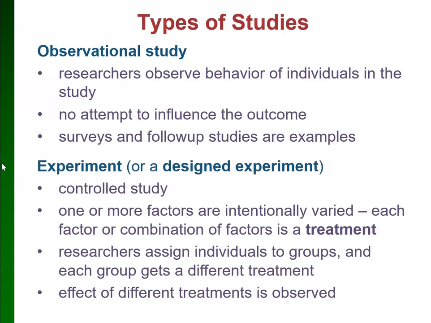Another type of study is an experiment, or sometimes we call this a designed experiment. This type of study is much more controlled than an observational study. In an experiment, there are one or more factors that are intentionally varied. Each factor or combination of factors is called a treatment. The researchers assign individuals to different groups, and each group gets a different treatment. And then the effect of the different treatments is observed.